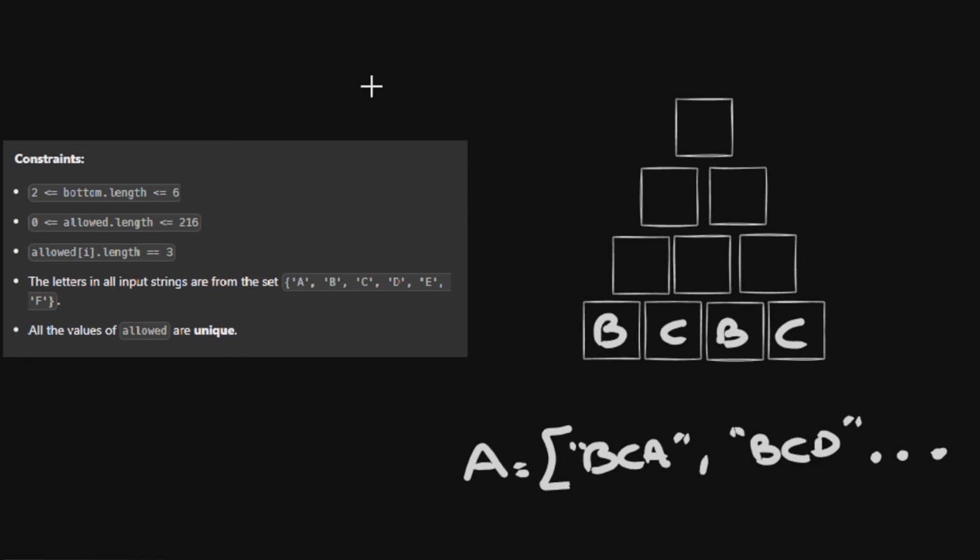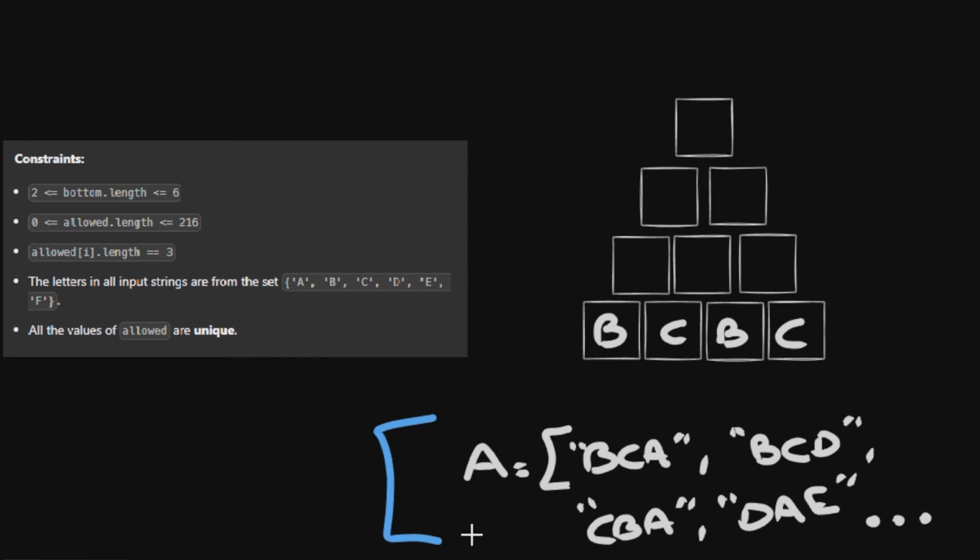Well, the key observation here is in the constraints. We know that bottom.length is smaller or equal to 6. And we know that we can have only 6 letters as a maximum. This means that we can explore every different scenario. Let's say that here we have many strings starting with BC. Well, we can explore the scenario in which we use BCA and then the scenario with BCD and then the scenario with BCE and so on.